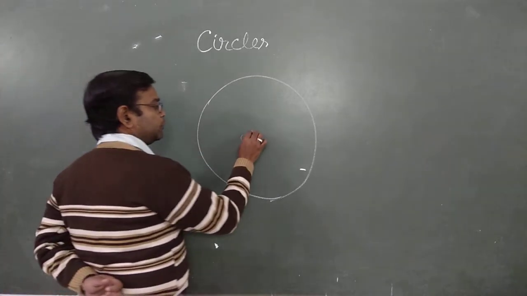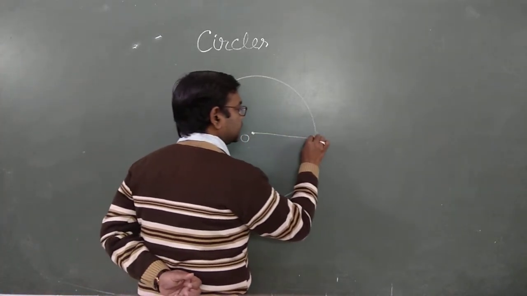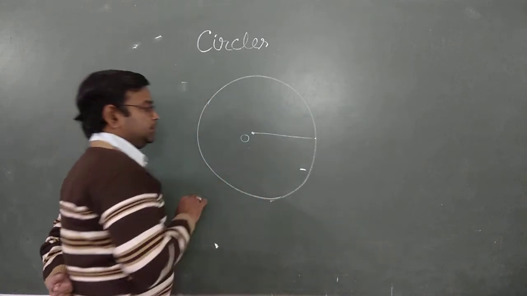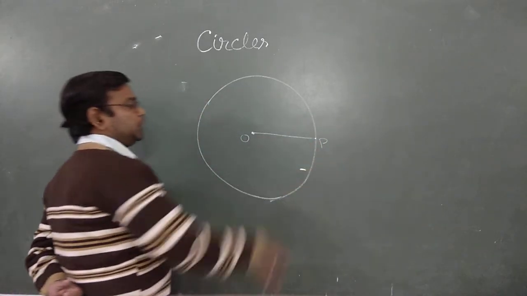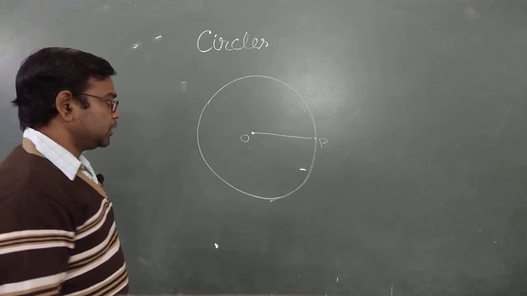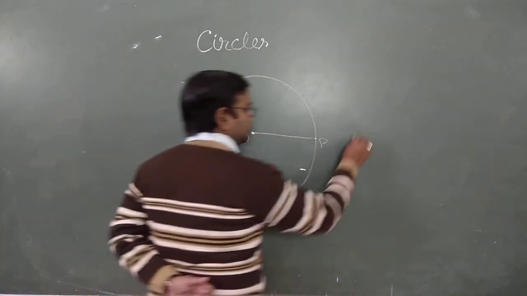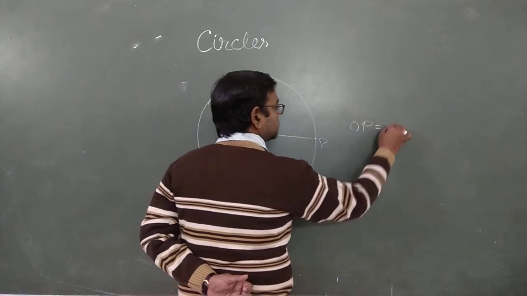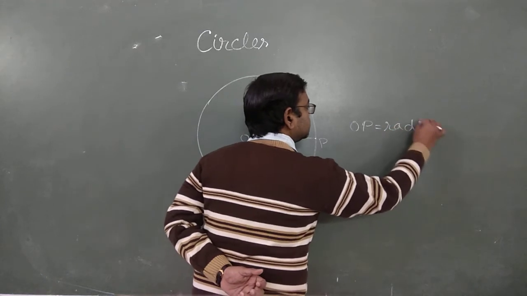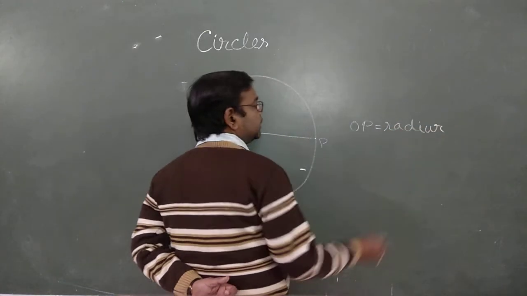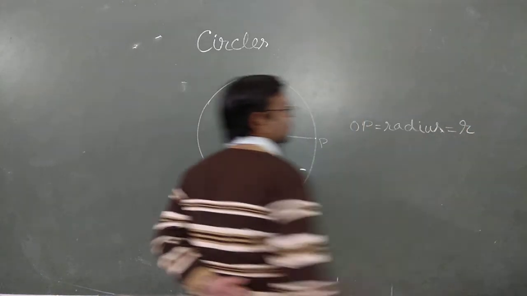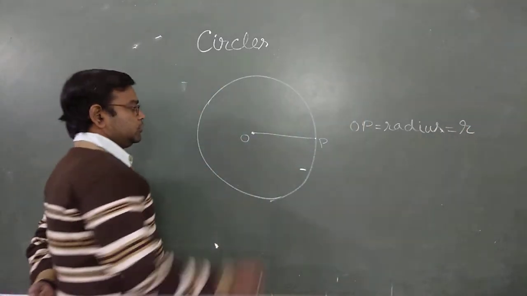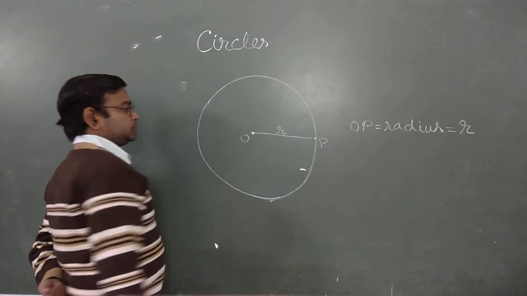From O, if you draw a line segment up to the circumference at a point P, this line segment OP is known as the radius. Radius is denoted by OP. Clear? And generally radius is defined by small r. So this is your radius r.